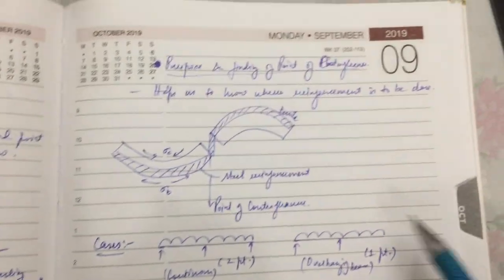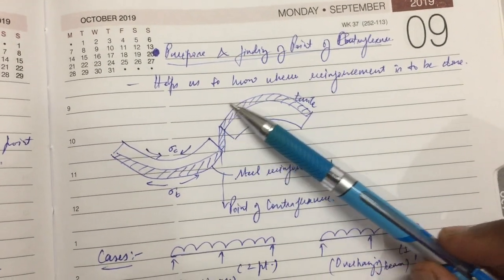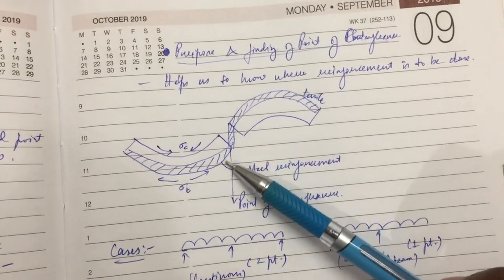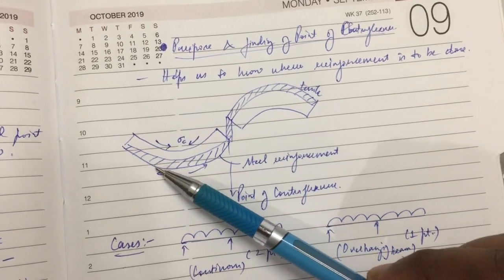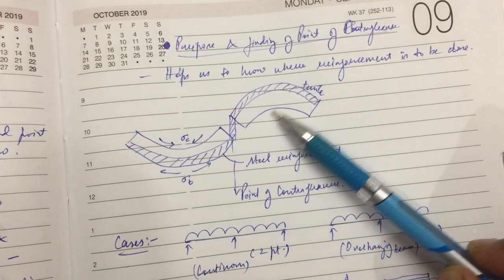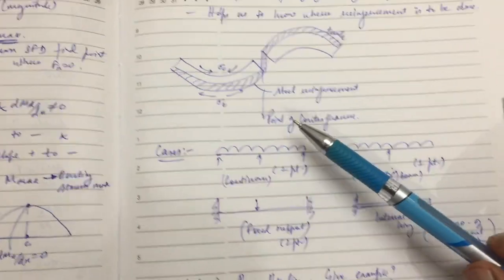So what is the purpose of finding the contraflexure? Because it helps us to know where to apply the reinforcement. Because at the point of contraflexure, here there's a tensile stress, and here compressive and here tensile stress. So at these points we want to apply reinforcement so that failure won't happen. That's why we want to know the point of contraflexure.